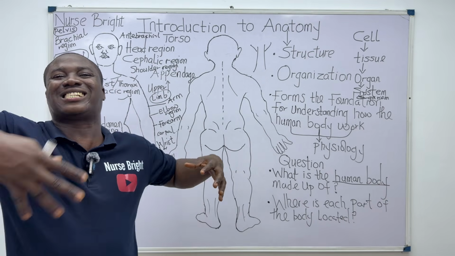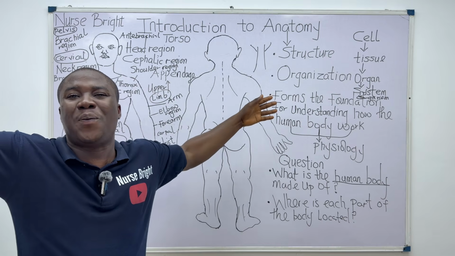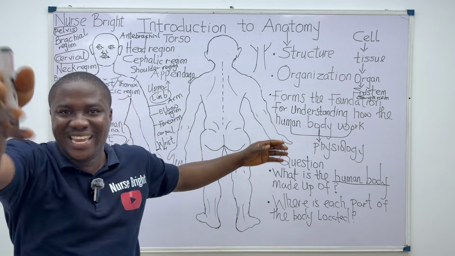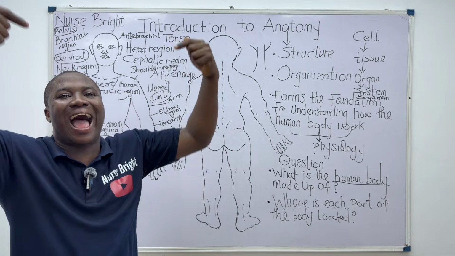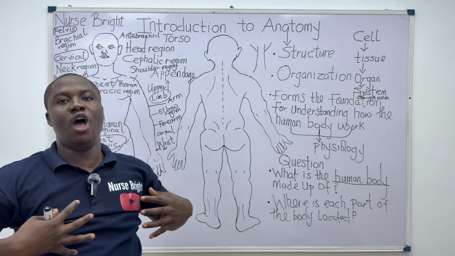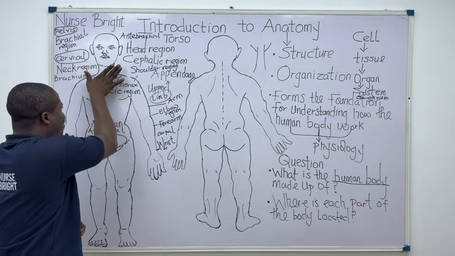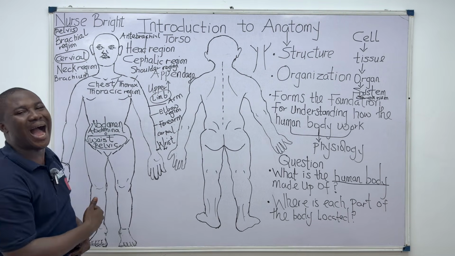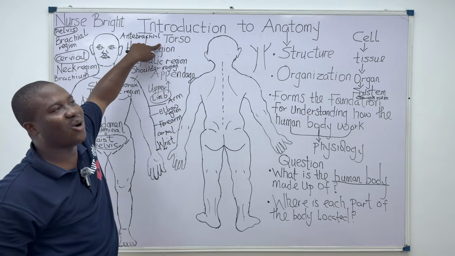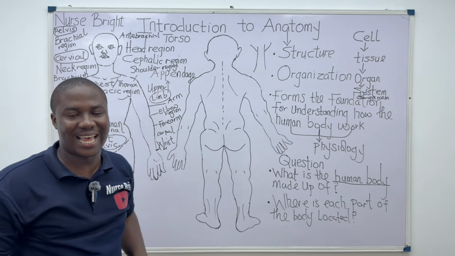I believe you know what trunk simply means. It is the central part of the body from which appendages arise, which include your upper limb and your lower limb. The trunk is made up of the chest region, the abdomen, the pelvis, and the back. The trunk is also called the torso. Note all these, they're essential.